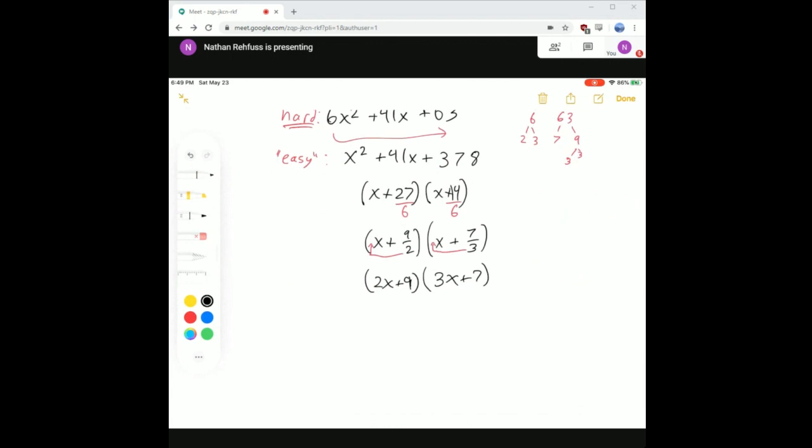We'd better check our work. Let's FOIL. First, 6x squared. Outside, 14x. Inside, 27x. Last, 63. What do you know? We got it. Because 14 plus 27 is 41. We got it. We did it. Not bad. Not bad at all.